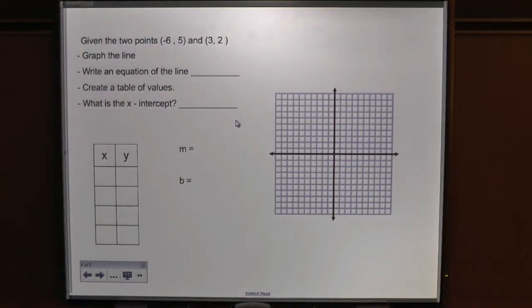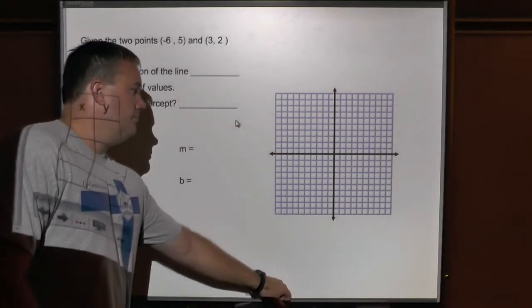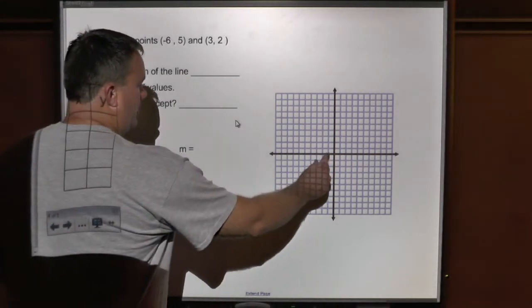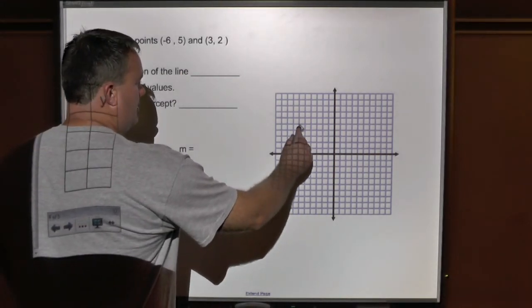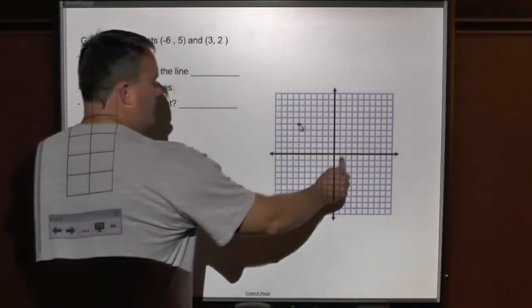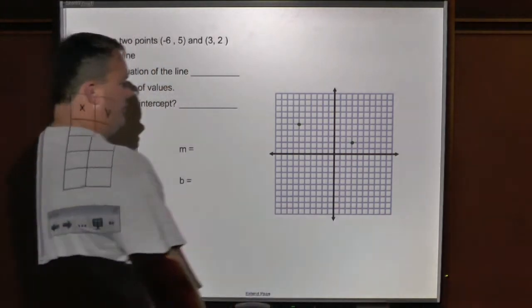All right. So, for the last problem, what we're going to do here is we are given 2 points: -6, 5, and 3, 2. We're going to represent this 3 ways: given a line, equation, and a table. Now, the nice thing about given 2 points, you can always draw a line given 2 points. So to start your problem, go through, plot the 2 points. So start off with -6, 5. There's your first point. Start another point at 3, 2. There are your 2 points.